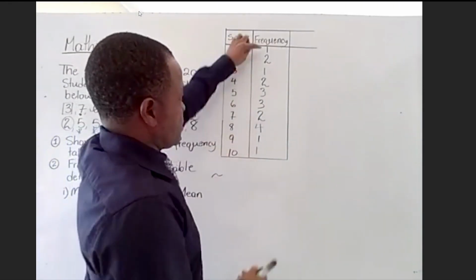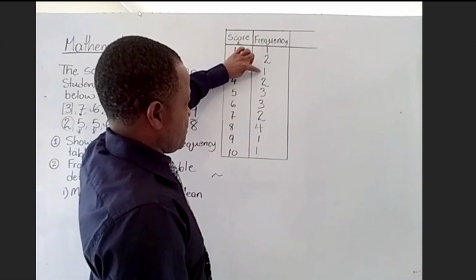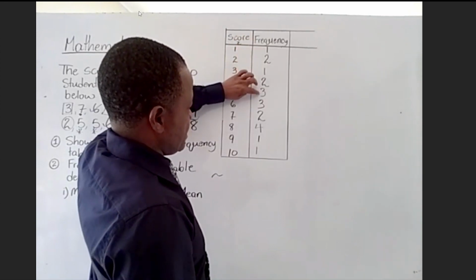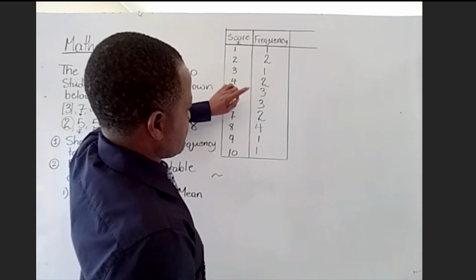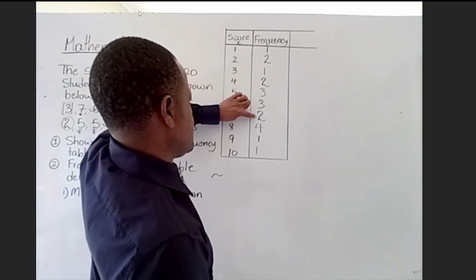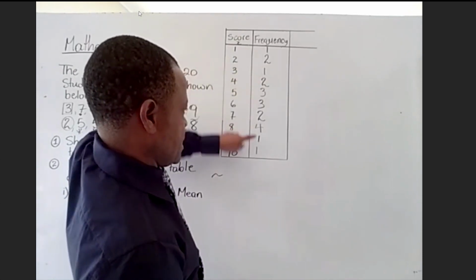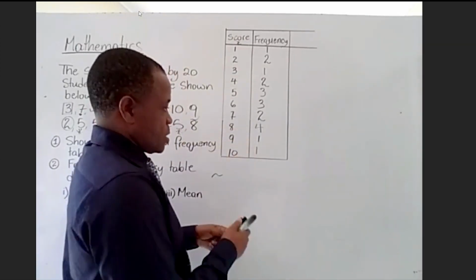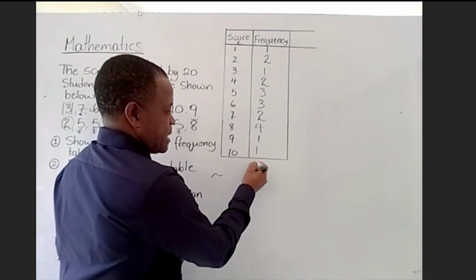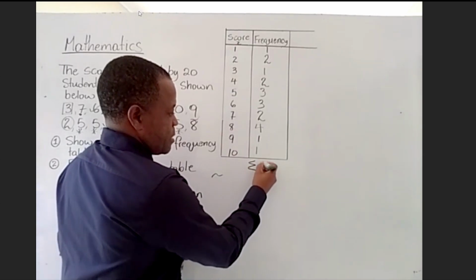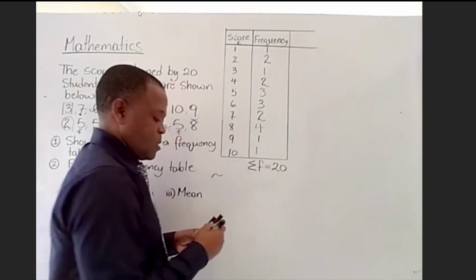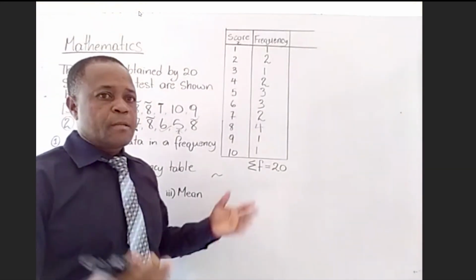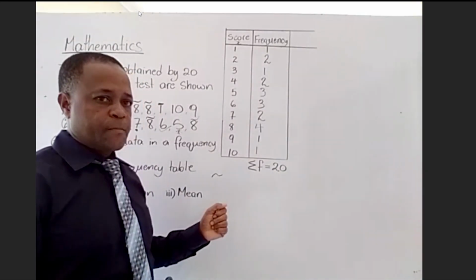So let's check. So that is 1, that's 3, 4, 6, 9, that's 12, that's 14, that's 18, and that's 20. So what we're actually saying here is that the sum of the frequency is equal to 20. Now we have that covered. Yes, we're on the right track.